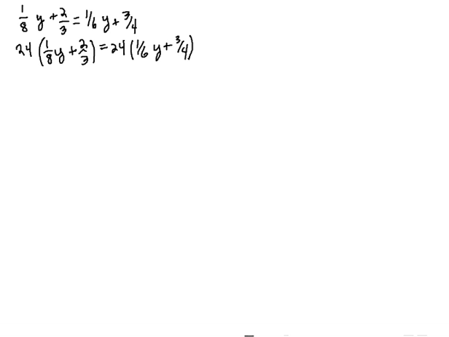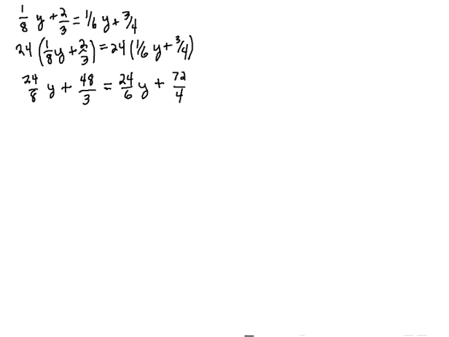That's 24 over 1, remember, so I can write that as 24/8 times y plus 24 times, distributing it through to the second term, it'll be 48/3 equals, well, 24 times 1/6 is 24/6 y plus 24 times 3, that's 24, 48, 72 over 4.